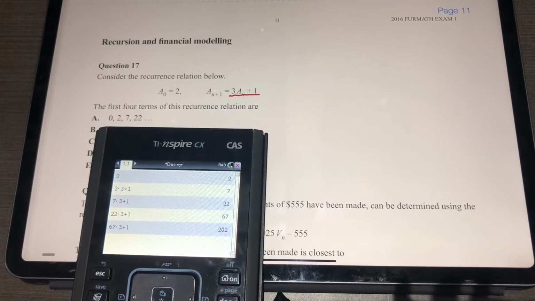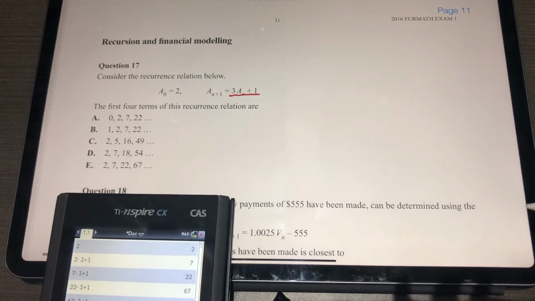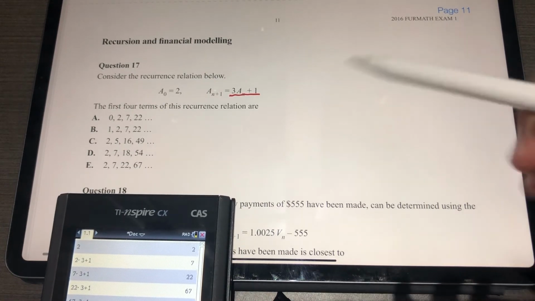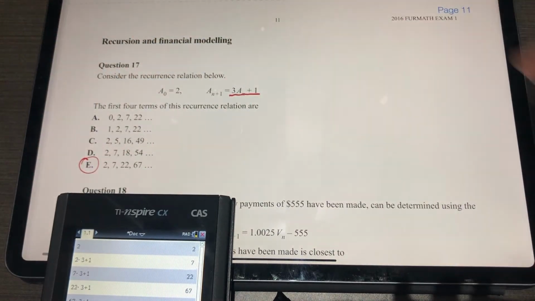So we want to look for the numbers in order. So 2, 7, 22, 67. So that will be E. So that's your answer there.